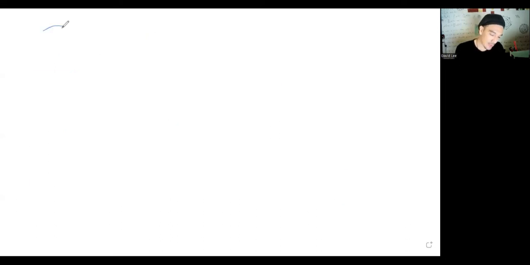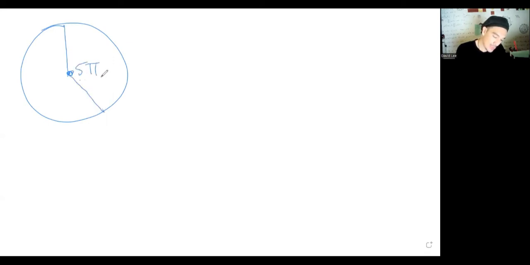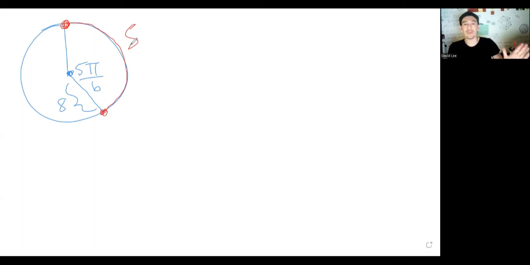So let's wipe this clean. Let's say I have a circle and let's say I have the center. Let's say this angle is 5 pi/6. Let's say the radius is 8. And your goal is to go from this red all the way to this right here, and we'll call this S. So your goal on the midterm would be, okay, find the length of this arc.